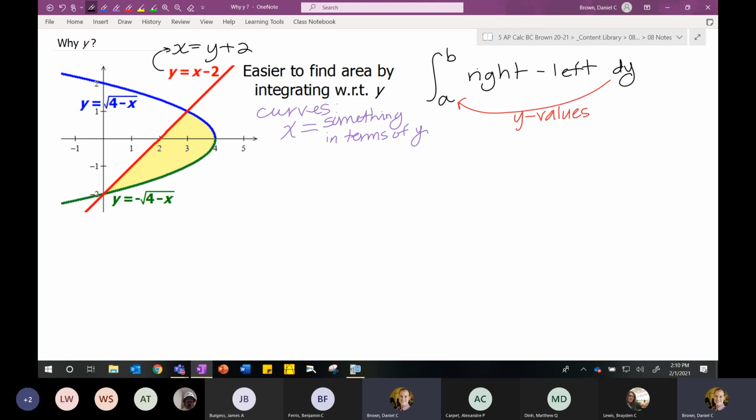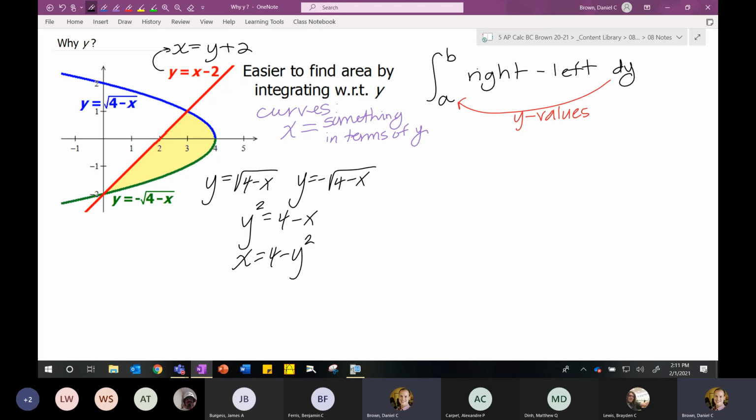Both of these square root functions, one of them is y is equal to the square root of 4 minus x, the other one is y is equal to the negative square root of 4 minus x. They're technically the same curve. If you square both sides, you're going to end up with y squared is equal to 4 minus x. Solving for x, x is equal to 4 minus y squared. Hopefully you remember from pre-calculus, when y is squared, that's going to be a horizontal parabola instead of a vertical one. So that's the shape we're looking at.